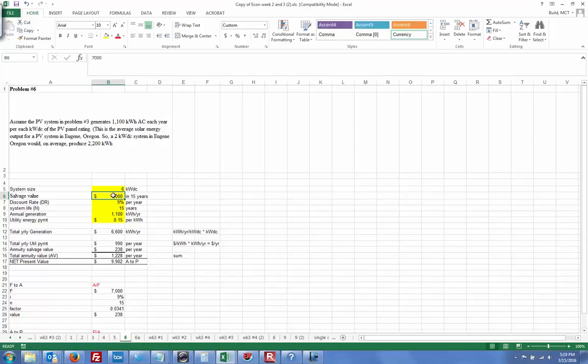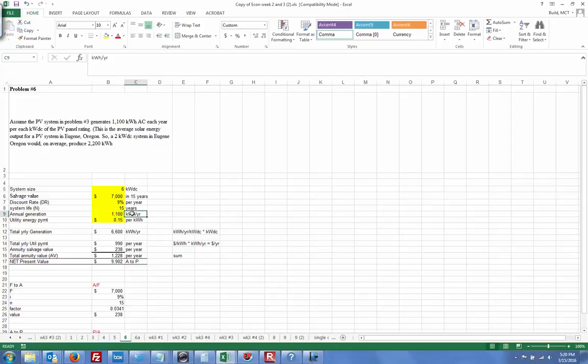The salvage value is $7,000 in 15 years. I think that's given in the problem, right? The discount rate is 9%. The system lives for 15 years. It's going to generate 1,100 kilowatt hours per year.